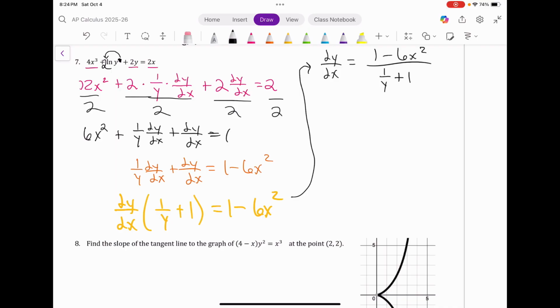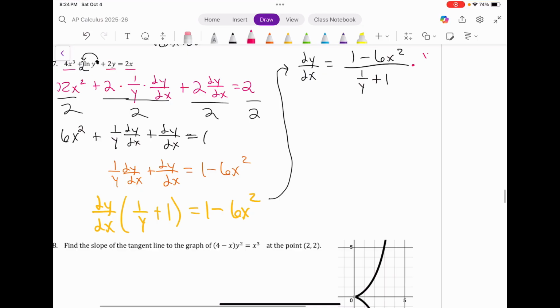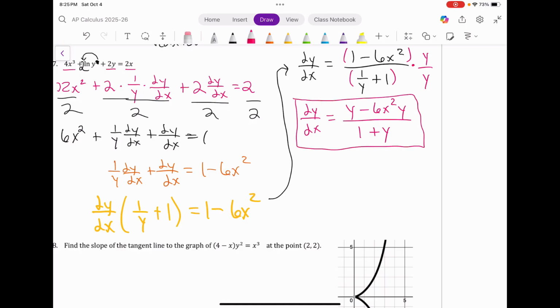Okay, so y'all know we don't like fractions within fractions, right? We don't like complex fractions. So how can we get rid of that 1 over y? Well, we can multiply the top and bottom by y over y. Okay, so what does that get us? So y minus 6x squared y over 1 plus y. And that's a good answer. You could factor out a y out of the numerator if you wanted to.